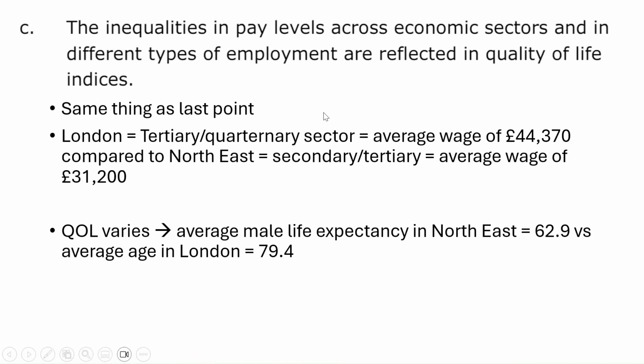So again, it's the same thing as the last point. Different sectors have different pay due to their skill gaps. So in London, the average wage of people in tertiary and quaternary sectors was £44,370, compared to the northeast, which is still based within the secondary and tertiary sectors, and they have an average wage of £31,200. So it's this idea that, I guess, higher skilled jobs pay more, and this again will lead to variations in life expectancy and just quality of life in general.